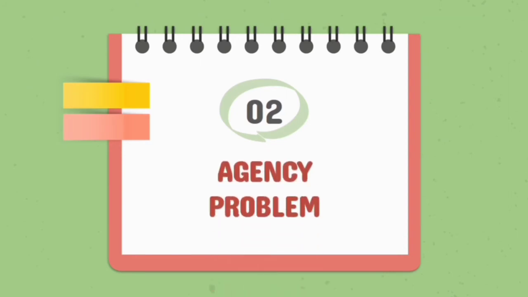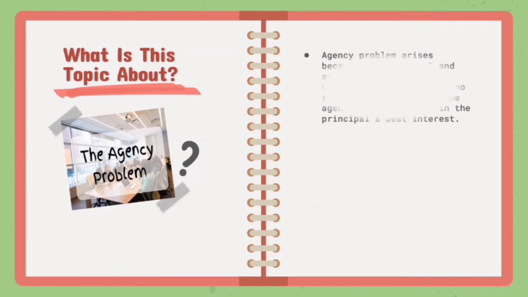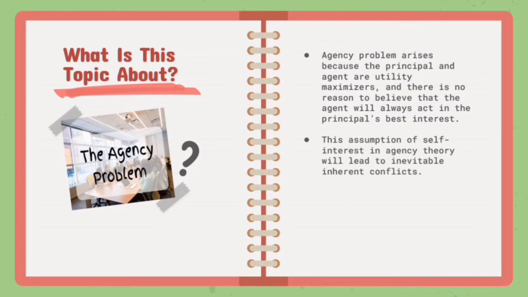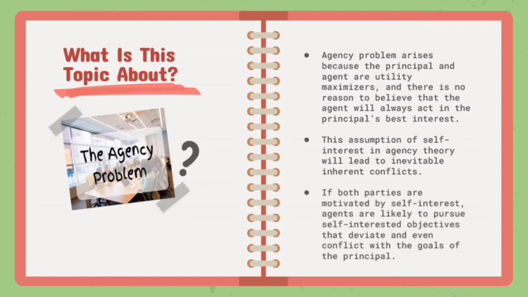Agency problem. Agency problems arise because the principal and the agent are utility maximizers, and there is no reason to believe that the agent will always act in the principal's best interest. This assumption of self-interest in agency theory will lead to inevitable inherent conflicts. If both parties are motivated by self-interest, agents are likely to pursue self-interest objectives that deviate and even conflict with the goals of the principal.